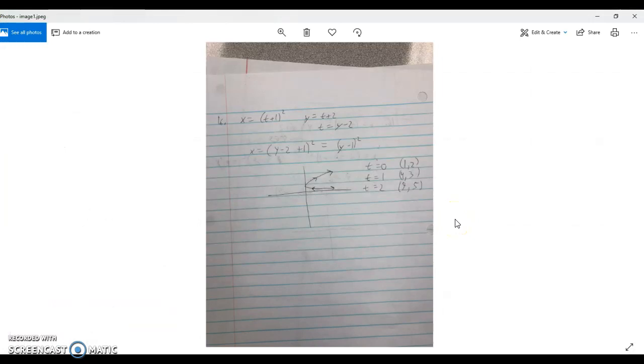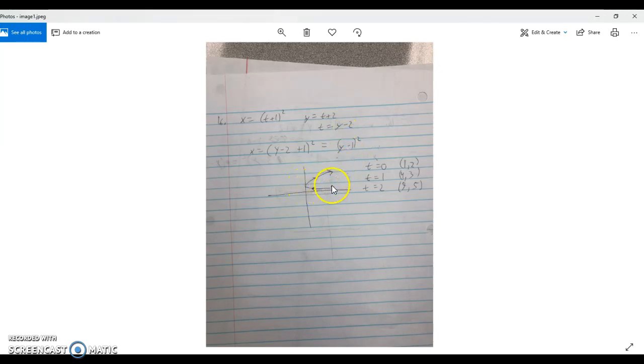Okay, the next one that we're going to look at is number 16. For that one, they gave us x is (t plus 1) squared, y is t plus 2. They ask us to eliminate the parameter, describe the curve, and find the positive orientation. So to eliminate the parameter, I did a little substitution again. t is y minus 2. If you plug that in here, you get x is (y minus 1) squared. Well, I know from college algebra that is a parabola that opens to the right and is shifted up 1 unit.